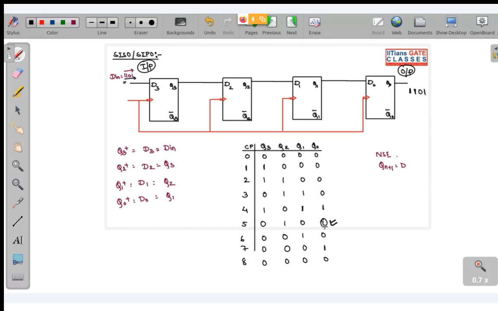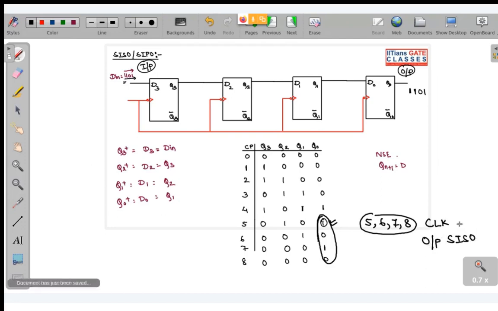So look over here, this is your 5th, 6th, 7th, 8th. At these clock pulses, I am getting the output for SISO. Now for SIPO, what does SIPO mean? Serial input, parallel output. All the intermediate outputs are also available to us.